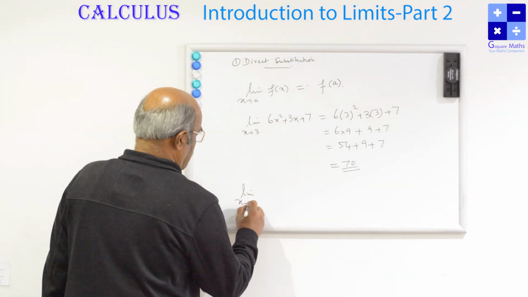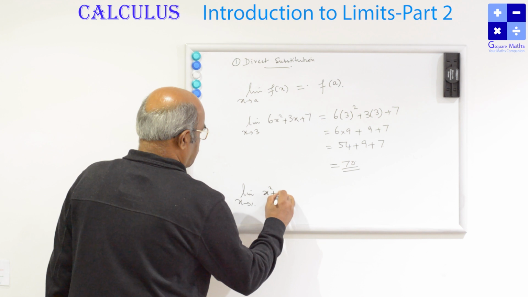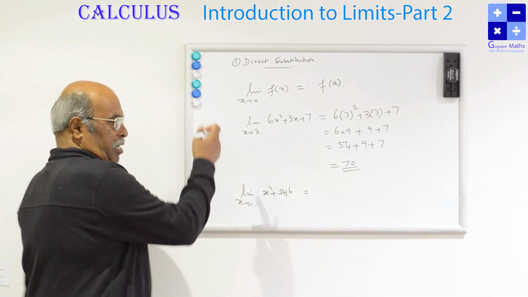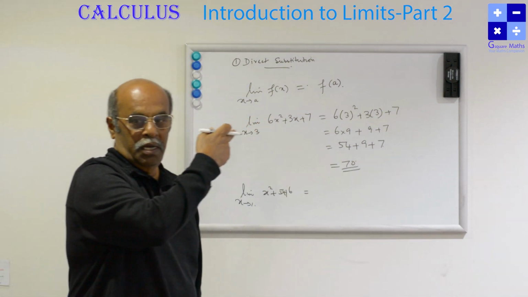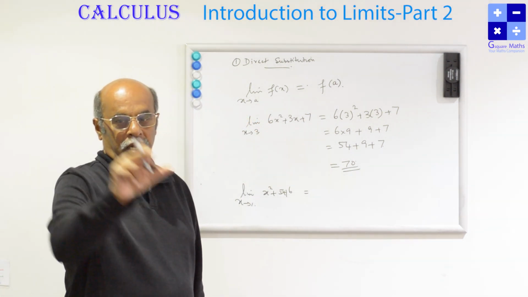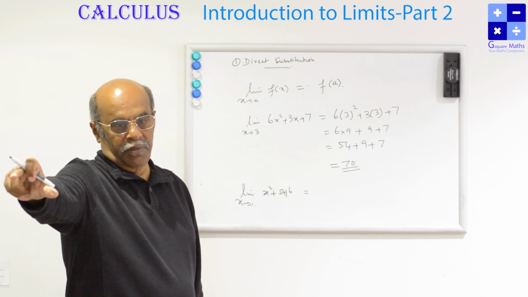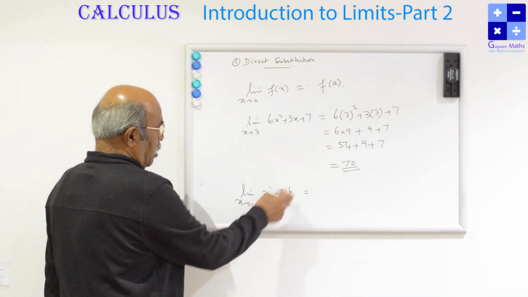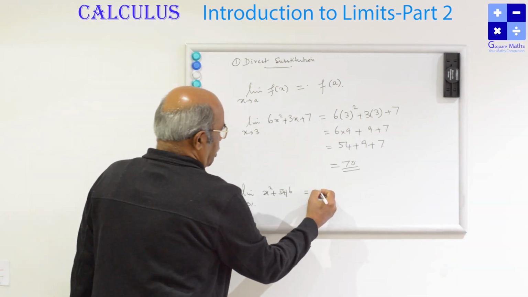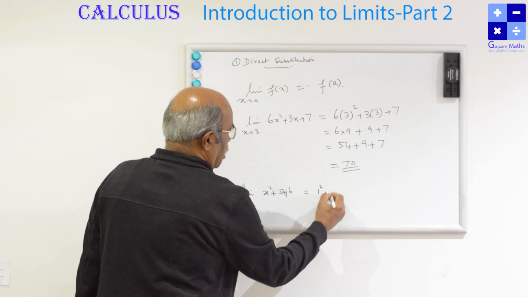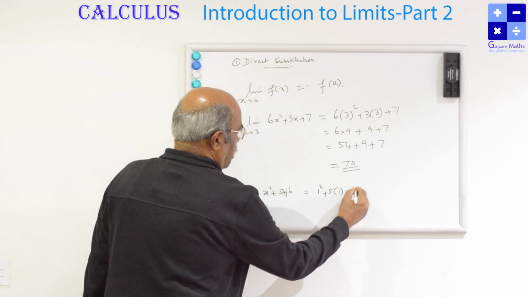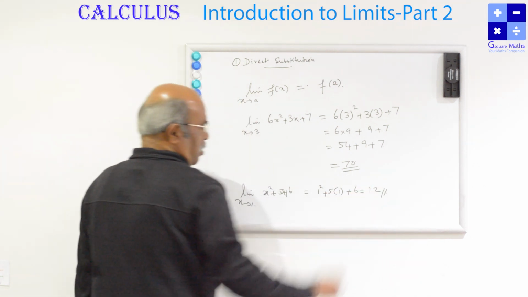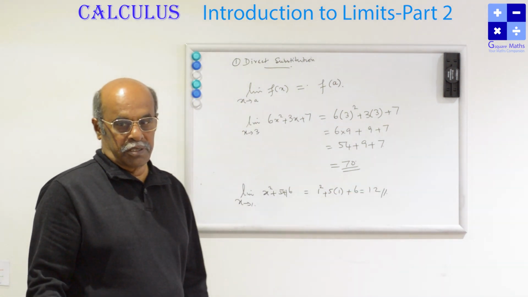Another example, limit x tends to 1 of x square plus 5x plus 6. It's a polynomial. We have already seen this formula: the limit of a polynomial is the polynomial value itself. Substitute x equal to that particular value and you will get the answer. So this is a polynomial. It is 1 square plus 5 into 1 plus 6, that is 1 plus 5, 6, plus 6, 12. Directly you substitute the variables.